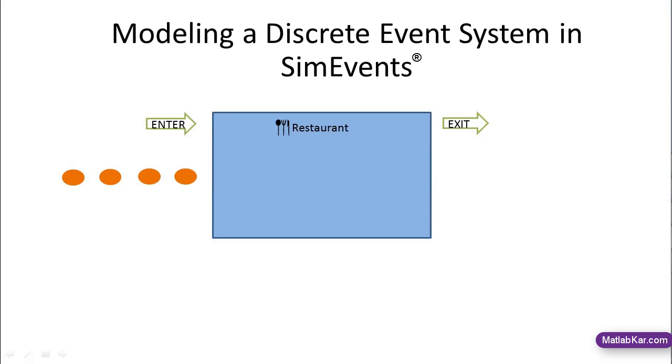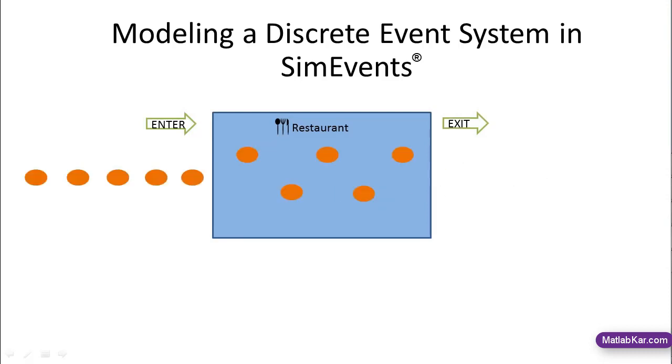In this video series, we will see how we can use SimEvents to model a restaurant, which can be looked at as a discrete event system. Let's create a restaurant model where customers wait in line to enter the restaurant. Inside, they spend time enjoying its services and then leave the restaurant.